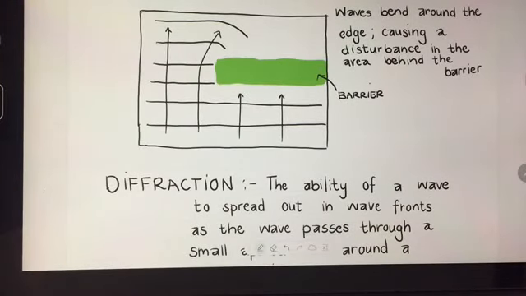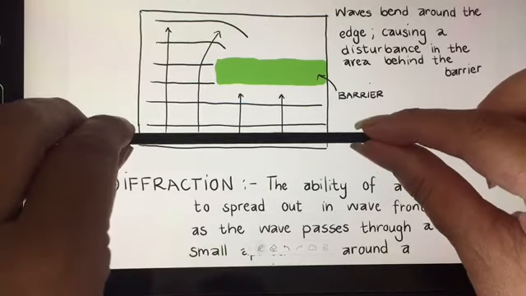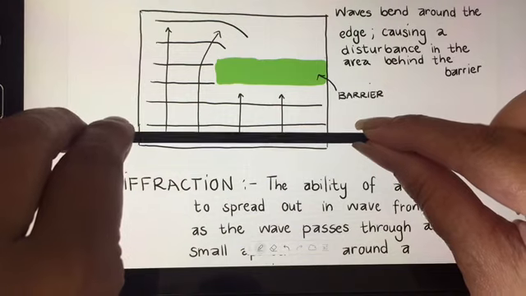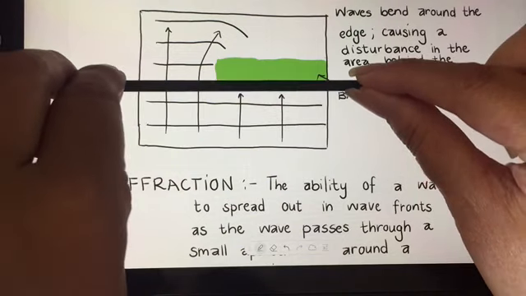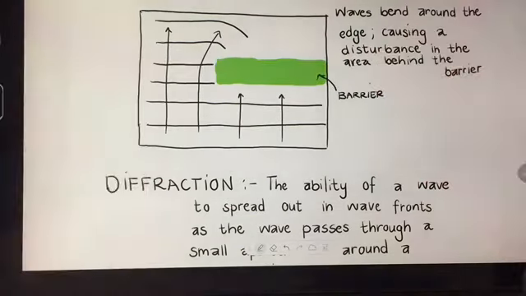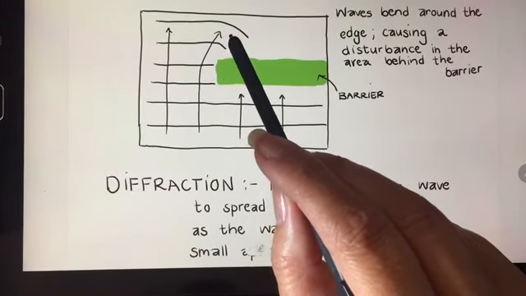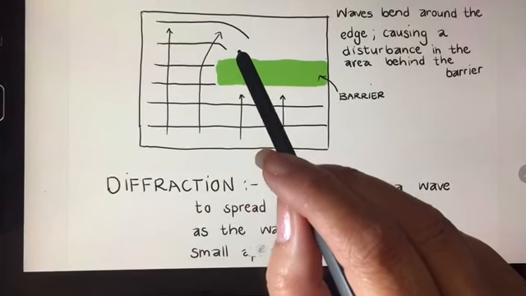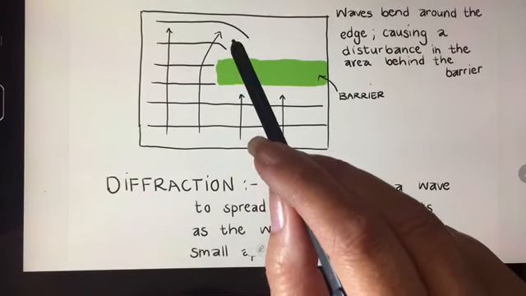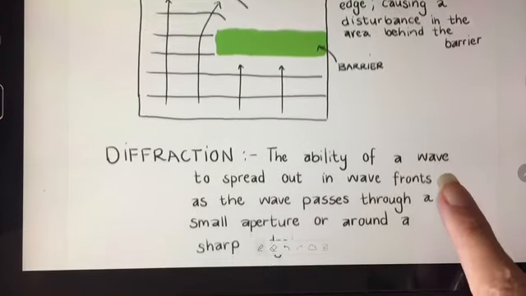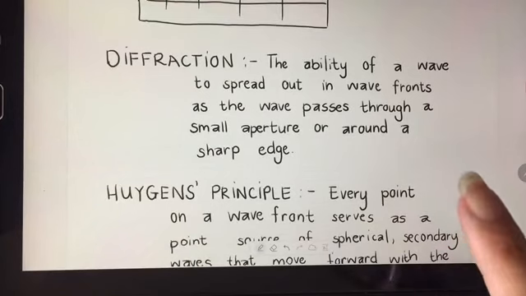If you take a little block or something like that and you place it in your container with water, and you take a ruler and you strike the water surface like this continuously, you've got horizontal waves that form and that spread out towards the barrier. And then you should notice something very interesting. The waves actually bend around the corner or the edge of the barrier into the area behind the barrier. And this is what we refer to as diffraction.